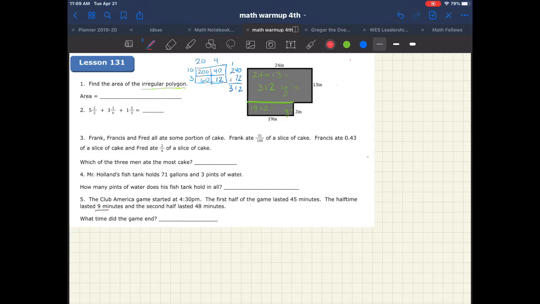So now we need to do the lower rectangle, our smaller piece. That's 19 times 2, which would give us 38. Now we have to add the larger rectangle on the top, which was 312 square inches, plus the 38 square inches of the lower rectangle, and that gives us 350 square inches for the entire shape.